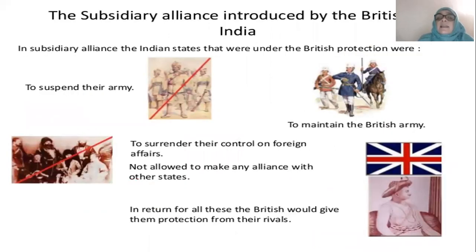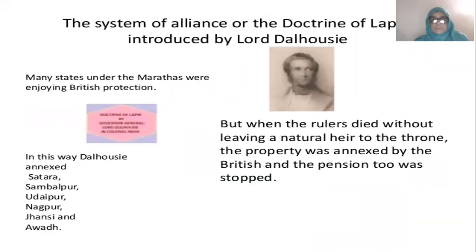Now, the subsidiary alliance was introduced by the Britishers, where they had to pay an amount in return. They would be given protection, and when you have an alliance with them, then without their permission, you cannot do anything. They had to surrender their control over foreign affairs, and were not allowed to make any alliance with other states. In return for all this, the British would give them protection from their rivals.